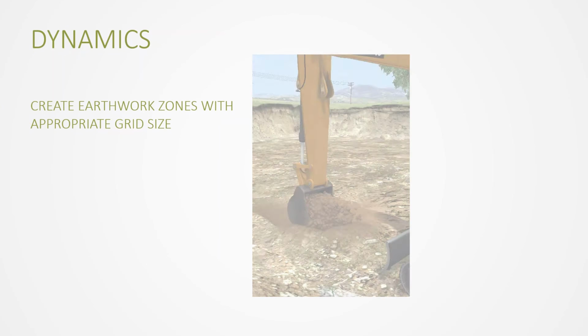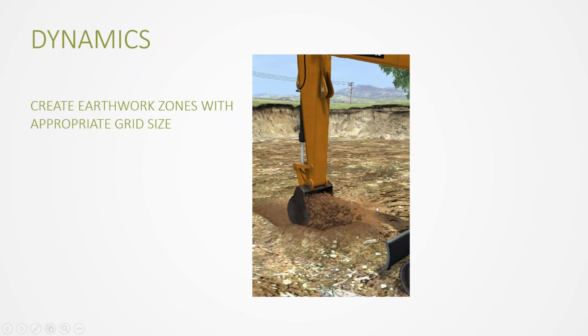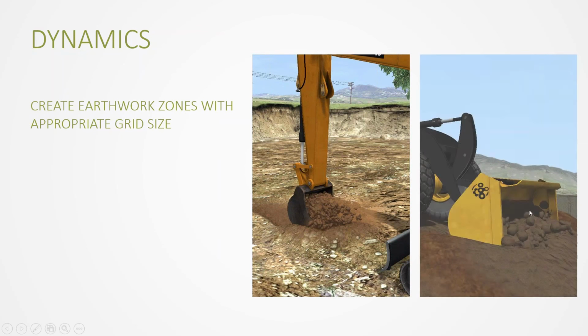Thank you. Now, other considerations for the dynamics are related to very specific use cases. For example, if you're working with an earthwork zone, you'll be familiar that you can customize the grid size. But how do you define the appropriate grid size? Because obviously, if you have a smaller bucket, such as the one seen on an excavator, you're going to have a grid size that's going to need to be more precise than if you have a larger bucket, like the one on a wheel loader.